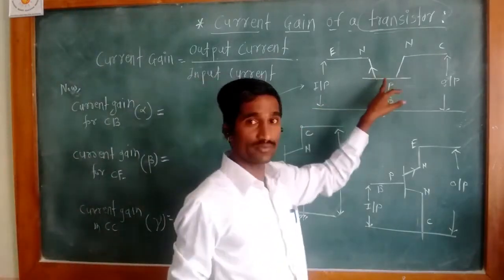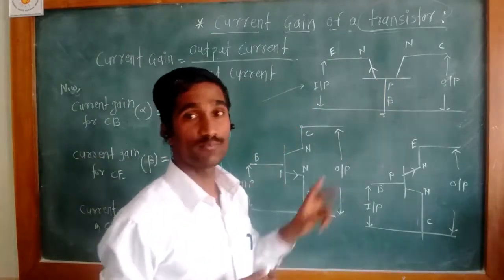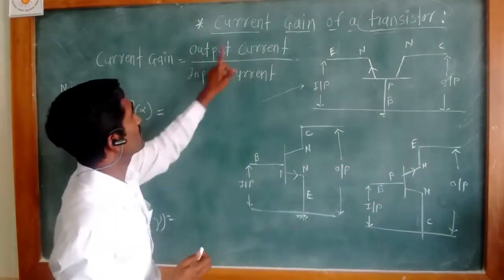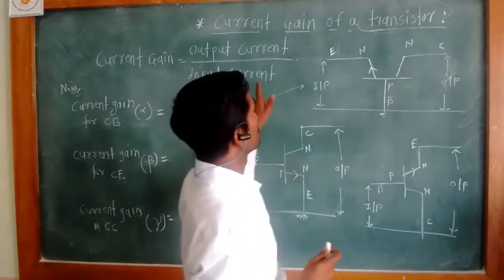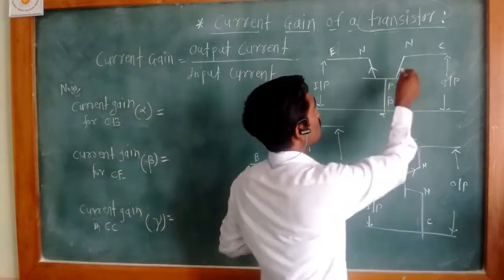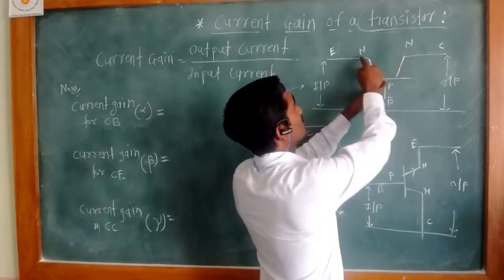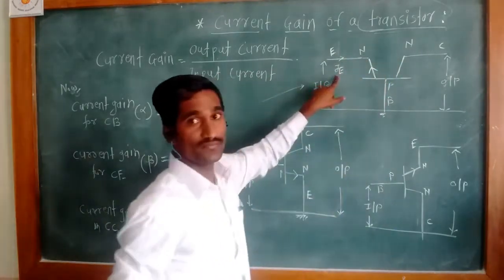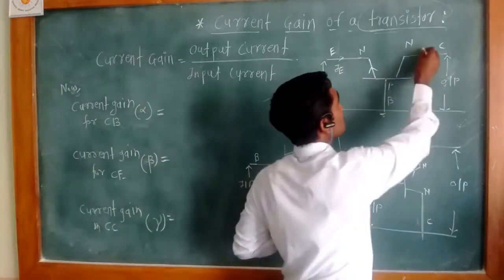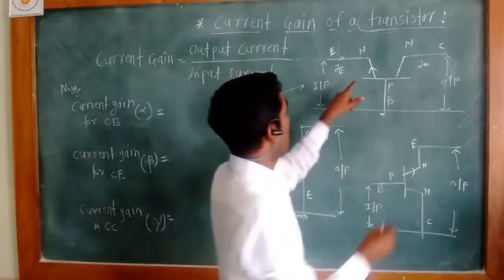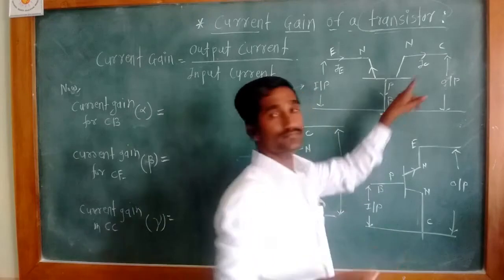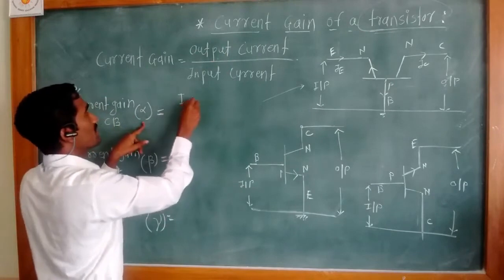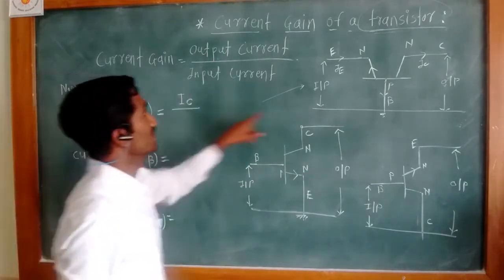In this configuration, the base is common for the input section as well as the output section, and we require the output current and the input current. So what is the output current for this section? Base is the common, this is the collector terminal, and this is the emitter. In this configuration, IE, the emitter current, is the input current, and IC is the output current. So we can write alpha is the output current IC divided by the input current IE.